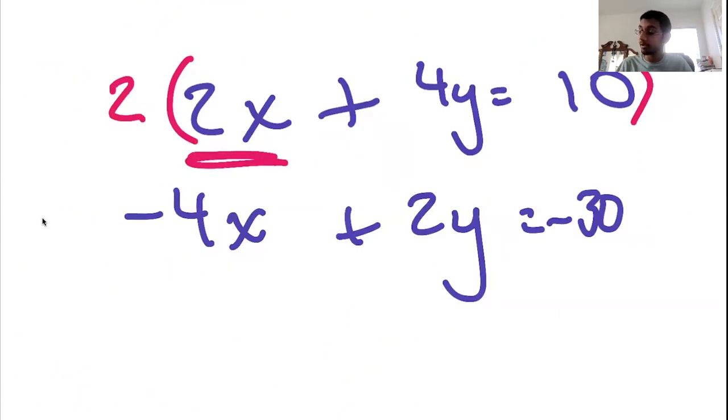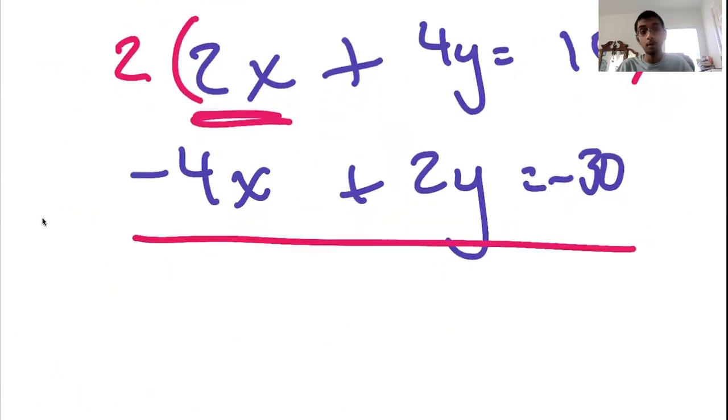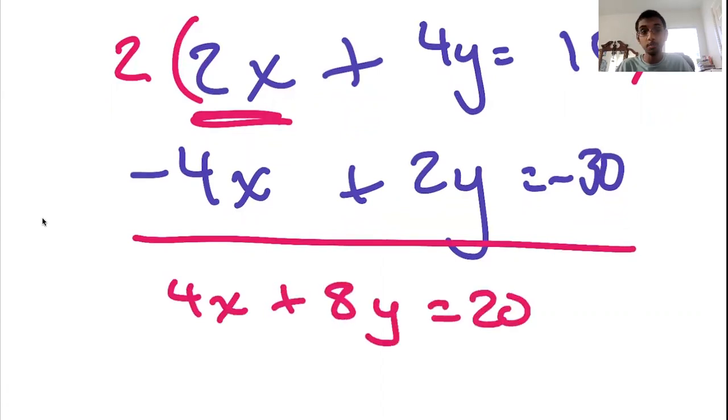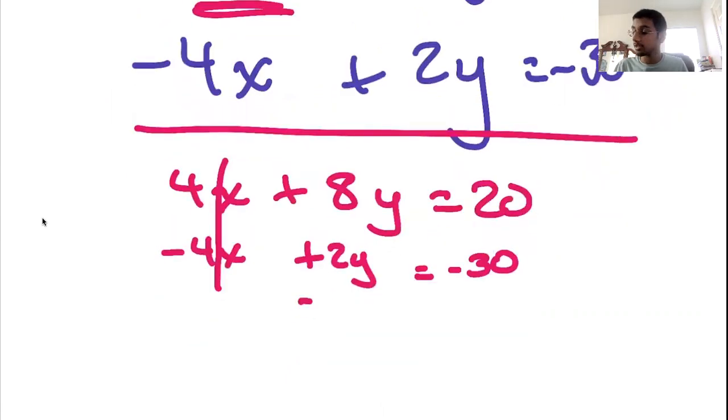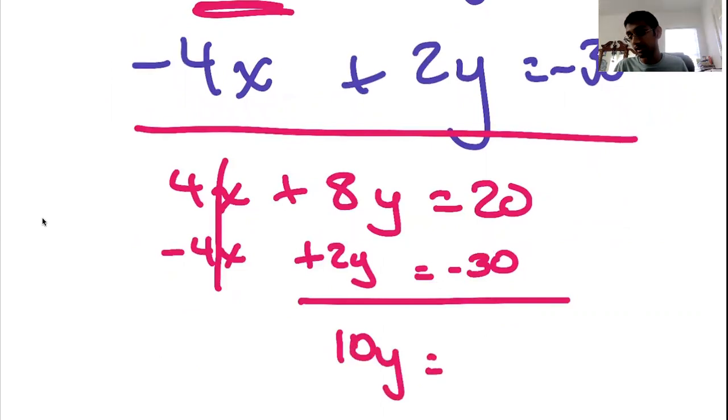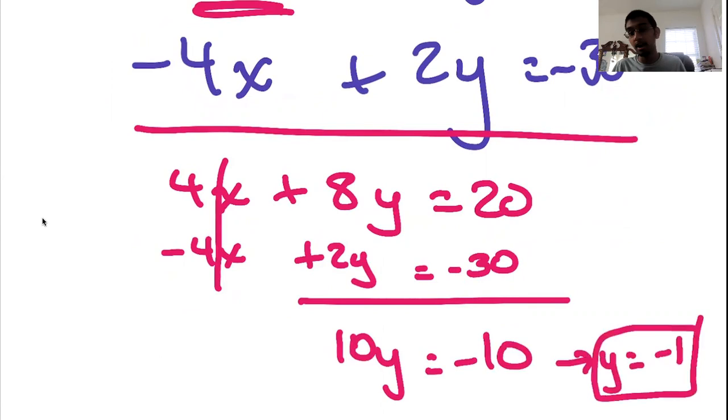Because if you think about it, what happens when we do that? We would get 4x plus 8y is equal to 20 because I've multiplied everything in that first equation times 2, and then the next one would be negative 4x plus 2y is equal to negative 30. Cancel it out, and you'd get 10y is equal to negative 10, so y is equal to negative 1. Very, very simple. Shouldn't be too bad.